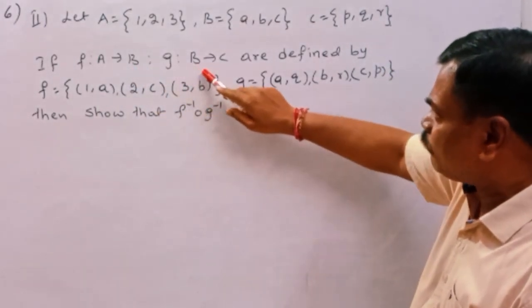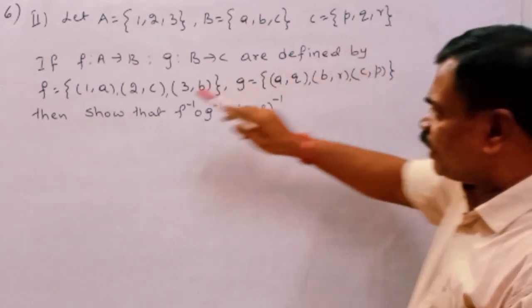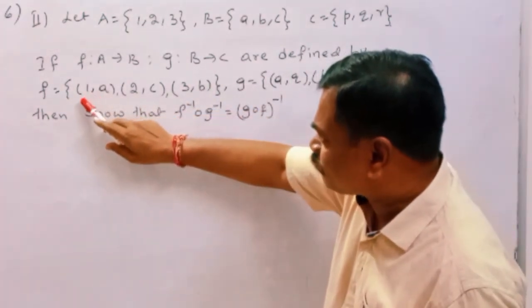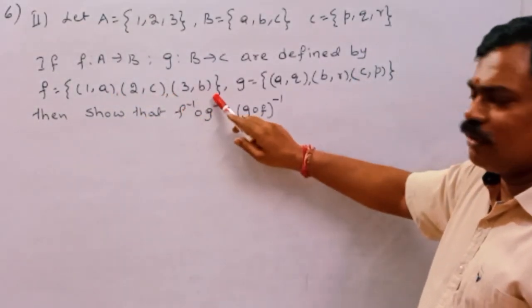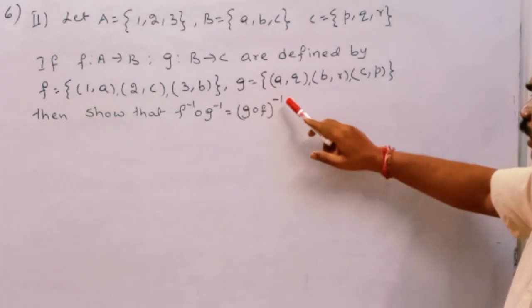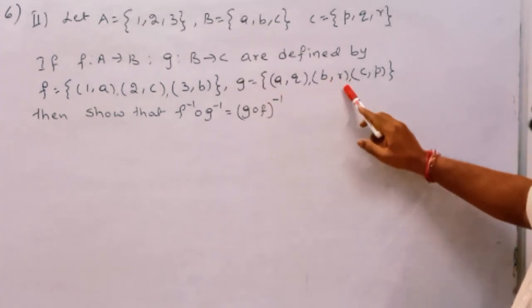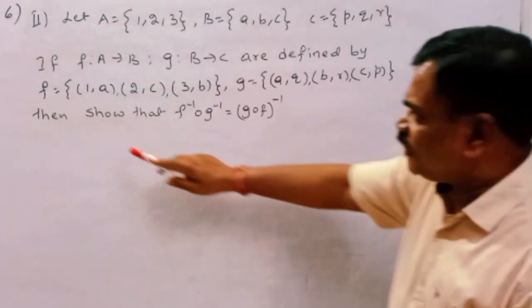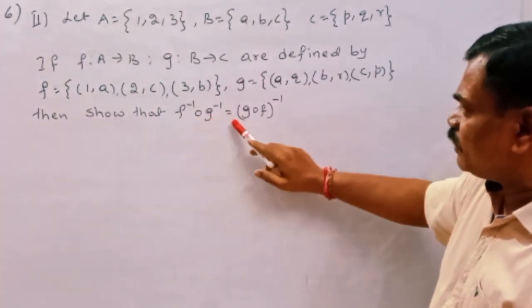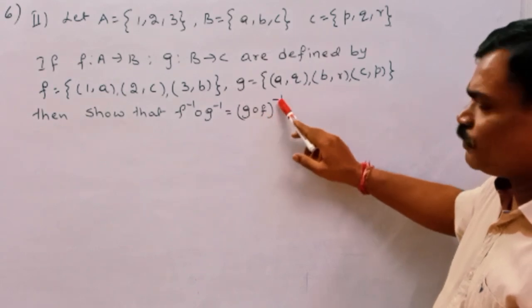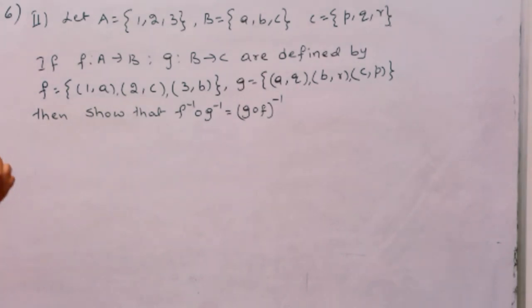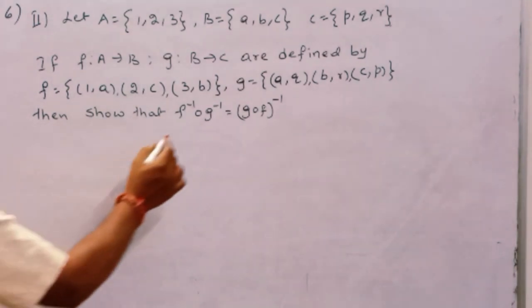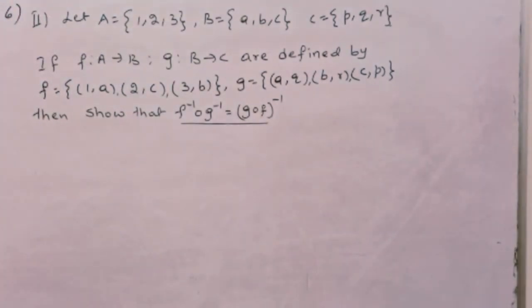The function g is defined from B to C. f is the set of ordered pairs (1, a), (2, c), (3, b). g is the set of ordered pairs (a, q), (b, r), (c, p). Then show that f inverse circle g inverse is equal to (g circle f) whole inverse. So we want to show that LHS is equal to RHS.